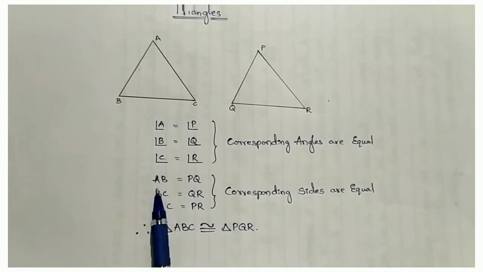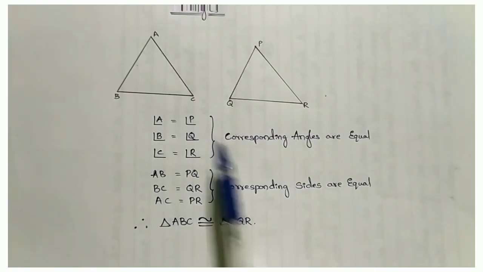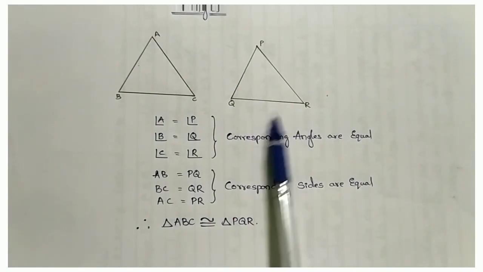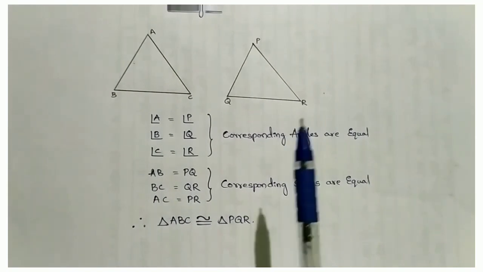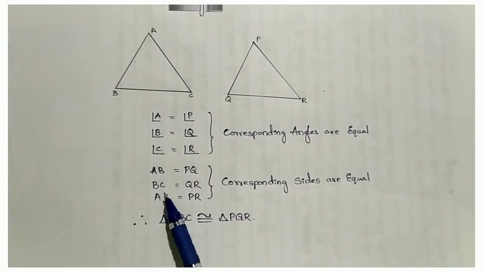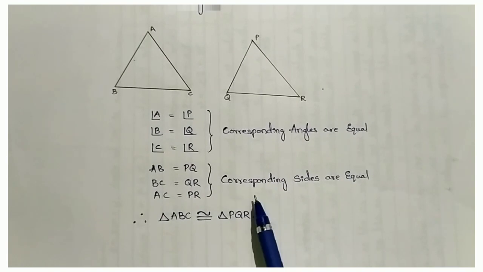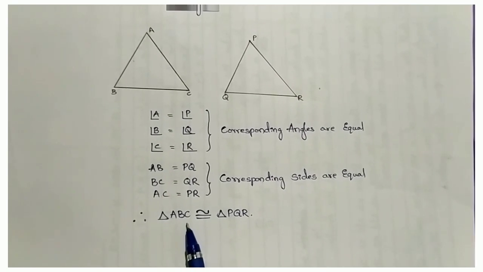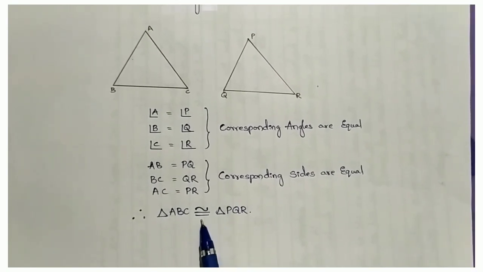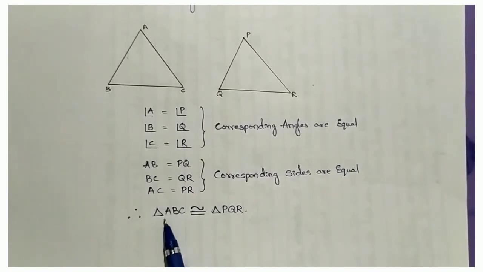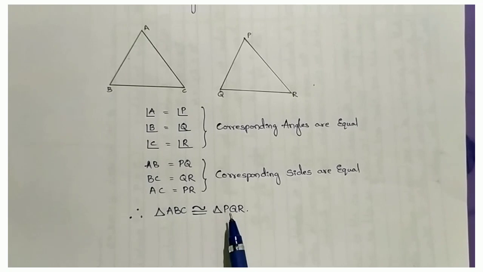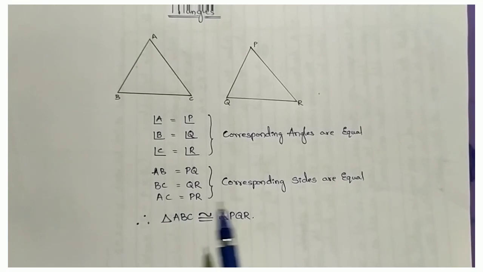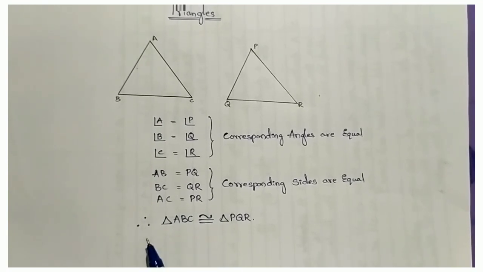Or else another thing is there: corresponding sides are equal. How? AB is equal to PQ, BC is equal to QR, AC equal to PR. If all 3 sides of one triangle are equal to the 3 sides of another triangle, meaning corresponding sides are equal, then again we can say triangle ABC is congruent to triangle PQR. This is the congruent symbol. Understood? So let's see how the criteria apply to show triangles are congruent.